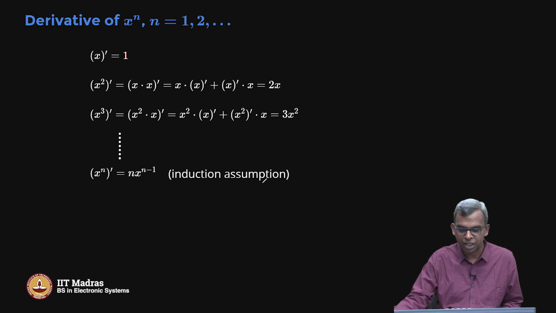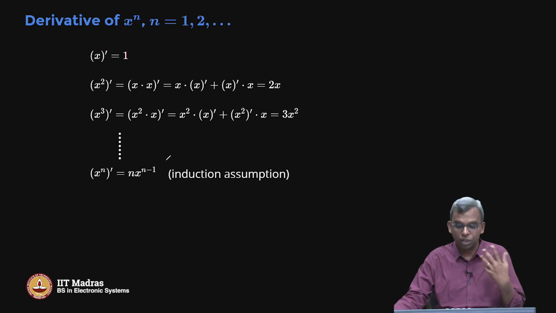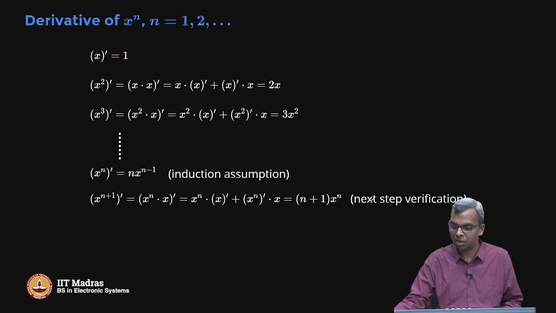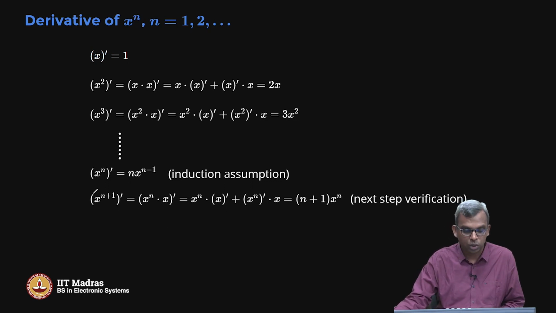So we're going to use induction here, right? X bar n prime is n x bar n minus 1. I'm assuming this at this point. Is it going to be true for n plus 1? And guess what? It's true. Okay, so that's called the next step verification. Okay, induction assumption always needs to be followed by next step verification for the proof to be complete.